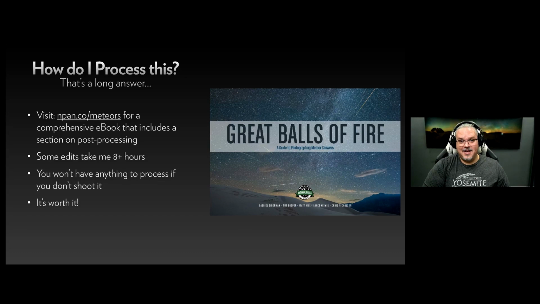Some of these edits take me 8 hours to do. And that's unusual for an edit, but there are just so many images involved, and you're really making three images become one in this composite. So most of it is identifying meteors and masking them out and rotating them. That's the bulk of it. The other stuff is fairly simple once you understand masking and blending. But you have to shoot it to edit it. So I'd like you to practice now.